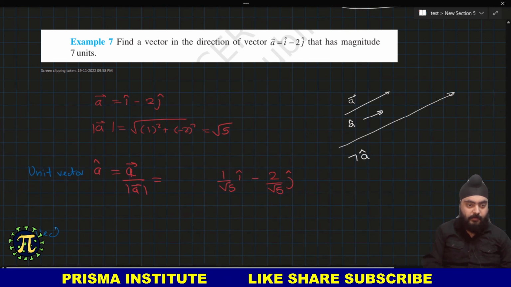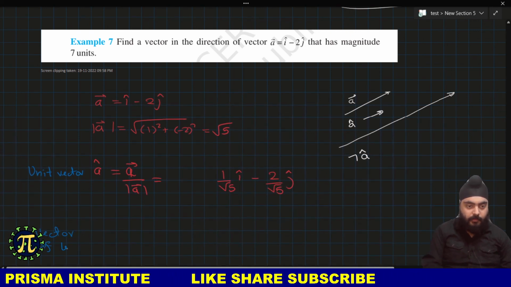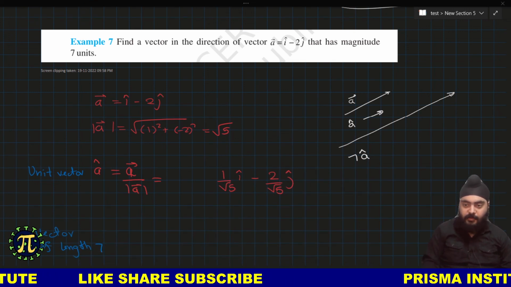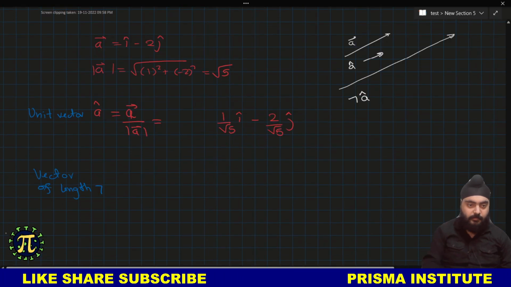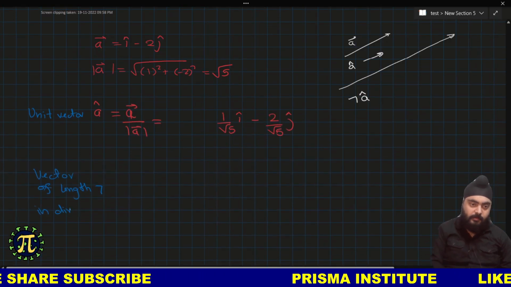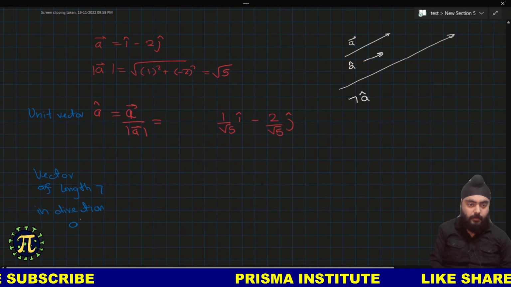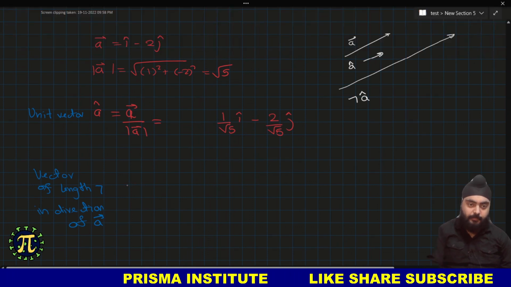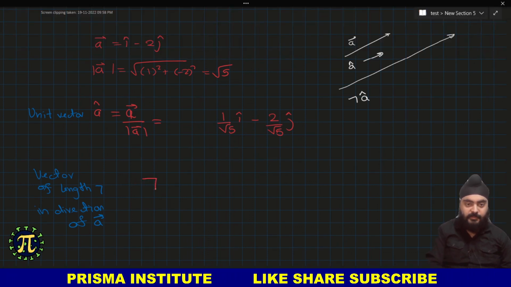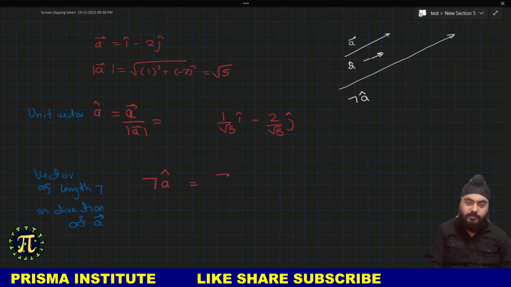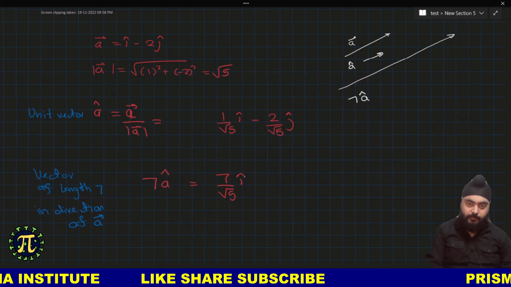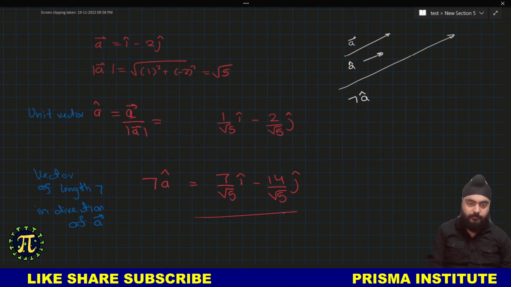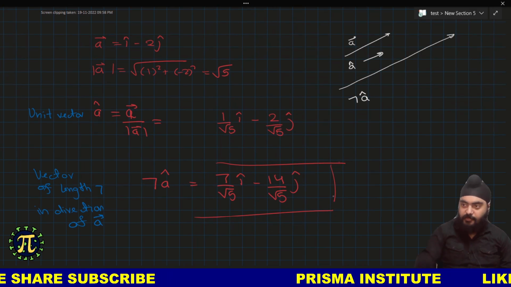So a vector of length 7, or magnitude 7, in the direction of a vector will be nothing but 7 times a cap. Okay, this vector will be nothing but 7 times a cap, which is equal to 7 by root 5 i cap minus 14 by root 5 j cap. So this is our result.